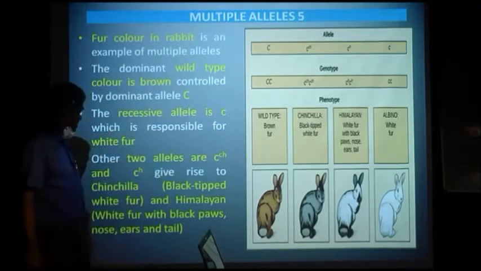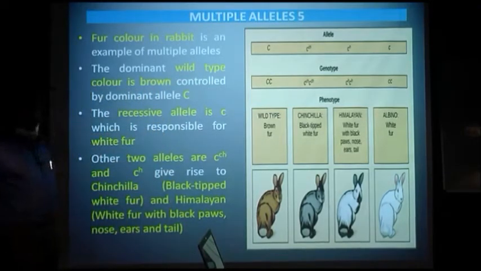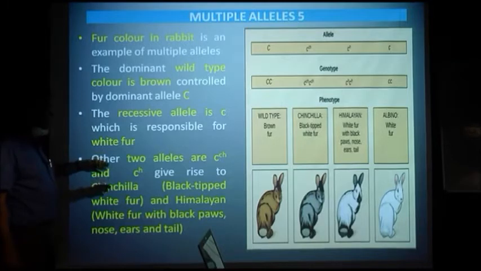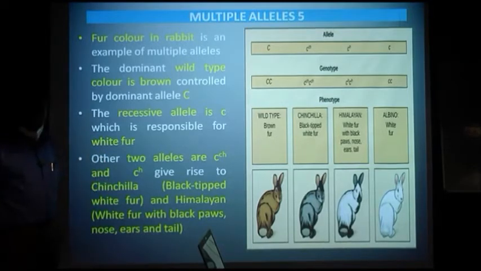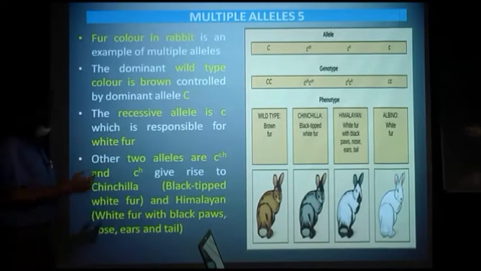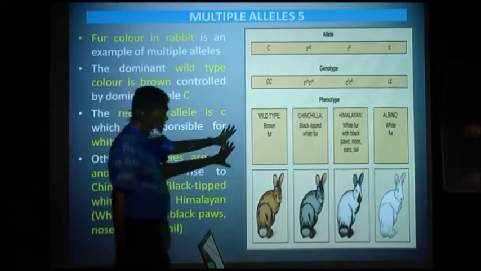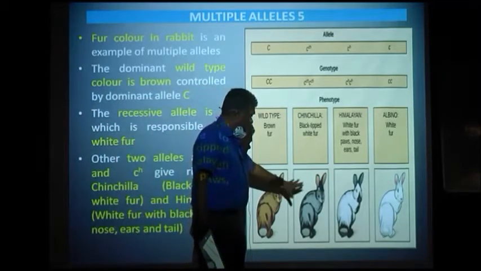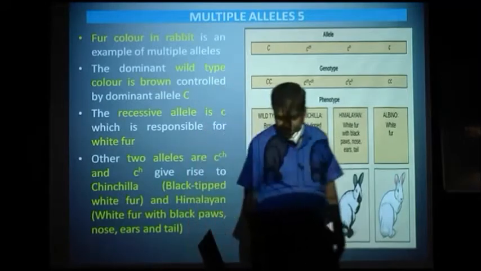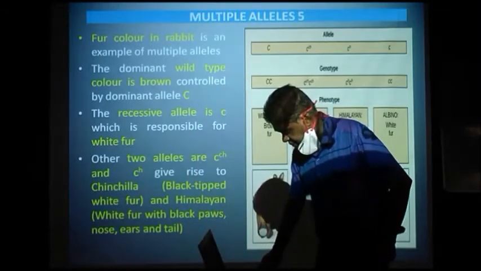Now, this is an example of multiple alleles. So, we have discussed 2 examples of multiple alleles. One is the blood group in humans, and the other is the fur color in rabbit.